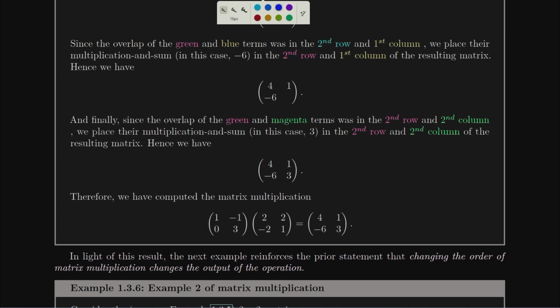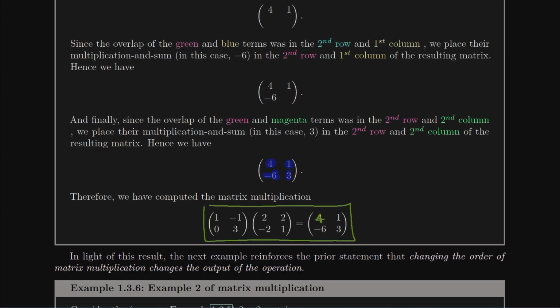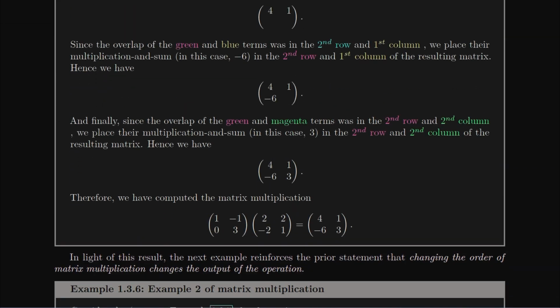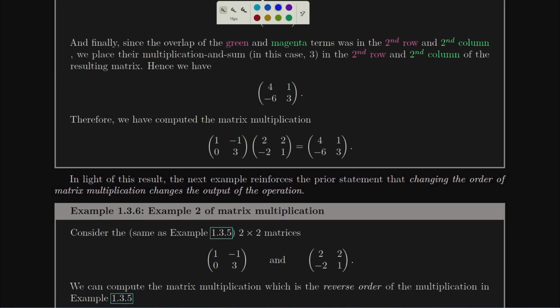And so after I've computed all those combinations of 4, 1, -6, and 3, I can efficiently compute the matrix multiplication of 1, -1, 0, 3 against 2, 2, -2, 1, and I get 4, 1, -6, 3. I'm going to mention how I do this in my head now, because often as I've written everything out, it's quite tedious. And so if you want to save yourself a little bit of time doing this computationally, how do I do it all in my head?